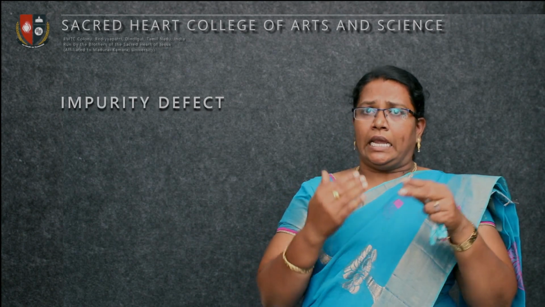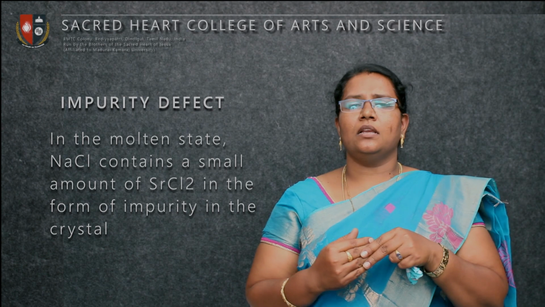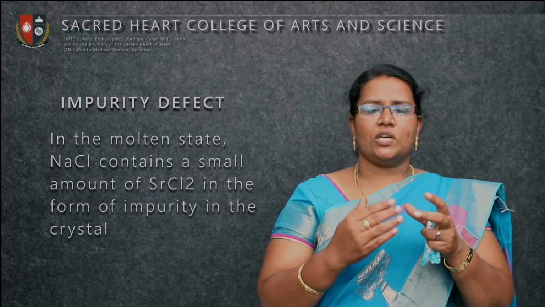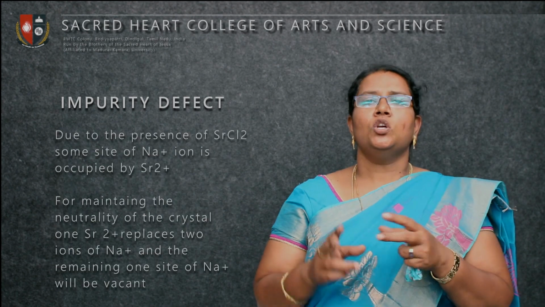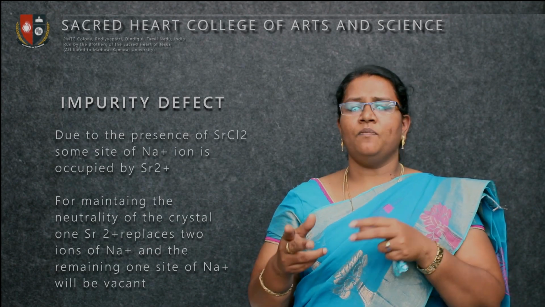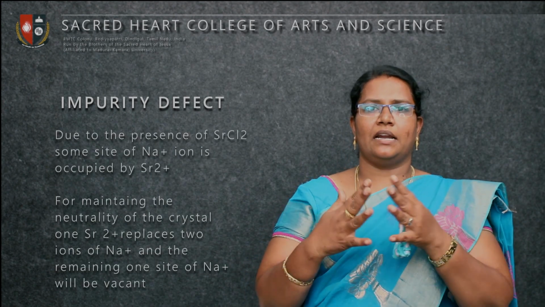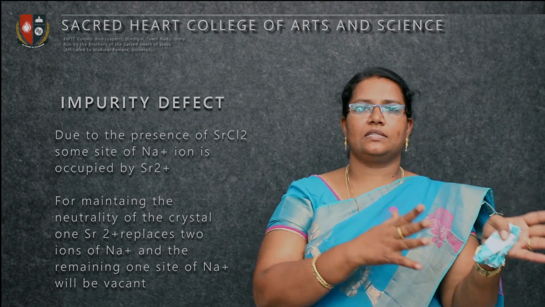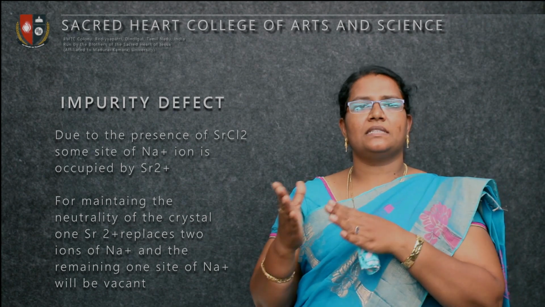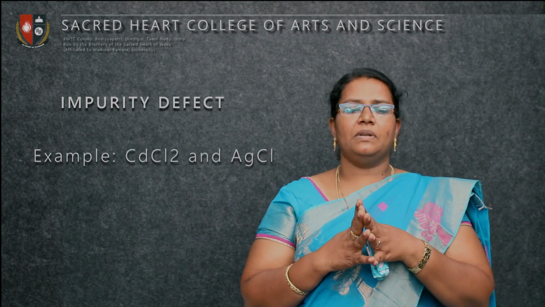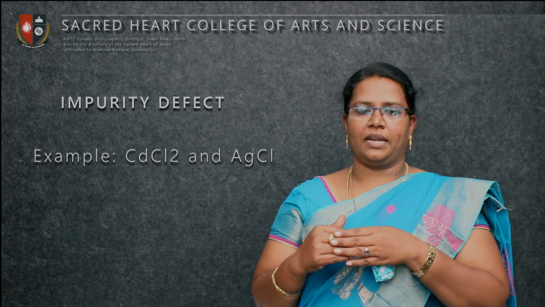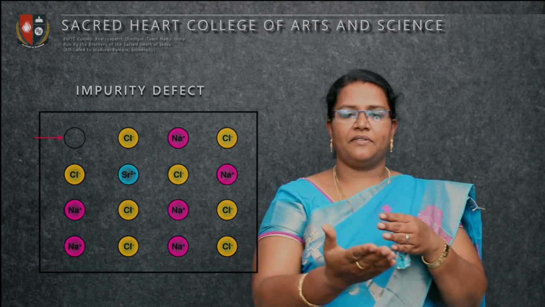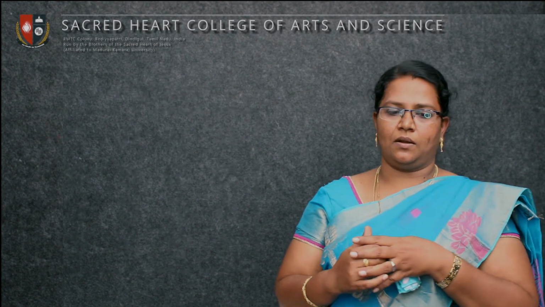Impurity defect. In the molten state of sodium chloride, some impurities are present, that is strontium chloride. Sr2+ ions will occupy 2 Na+ sites. So this will be balanced in the crystal lattice. Automatically one lattice site is filled with strontium and another Na+ site is vacant. For example, cadmium chloride and silver chloride. This picture shows impurity defect. This is the vacant site of the Na+ ion.